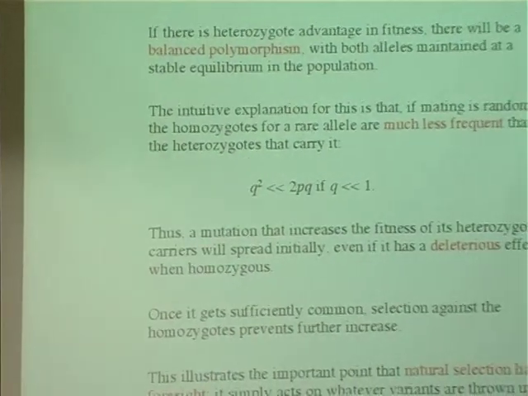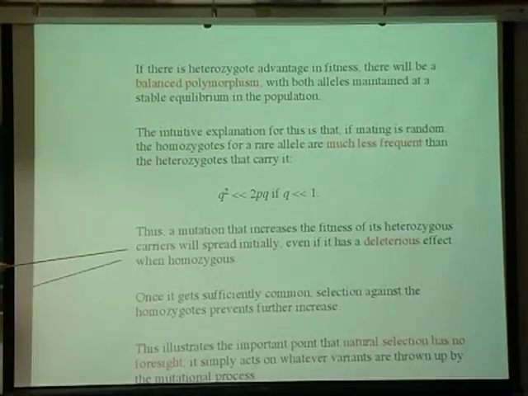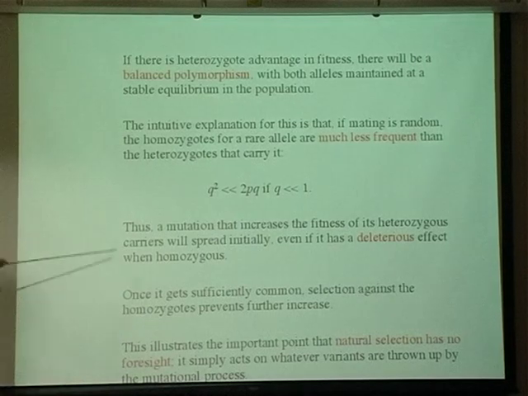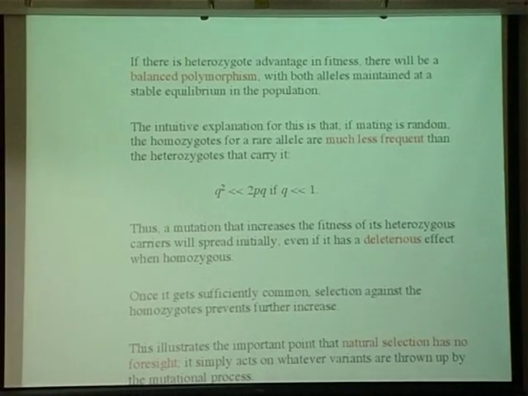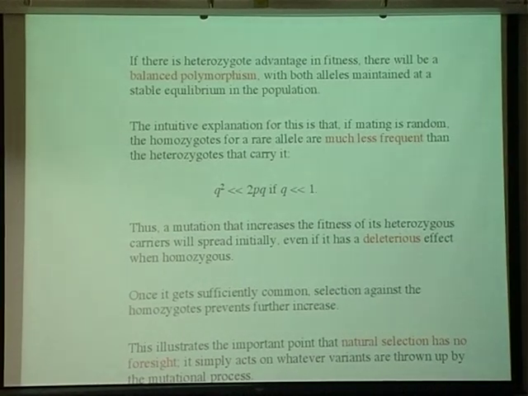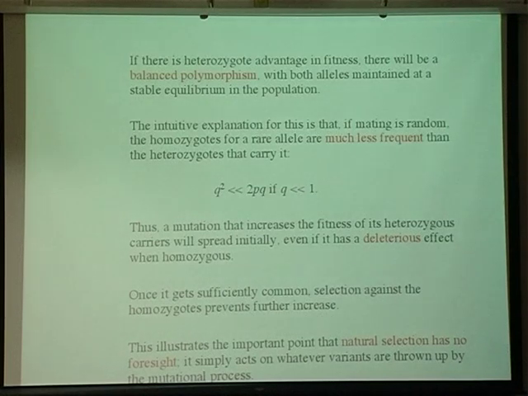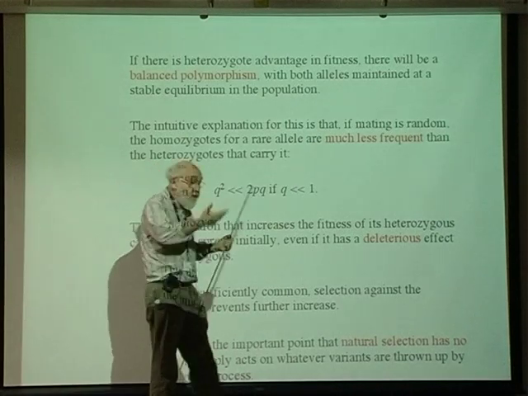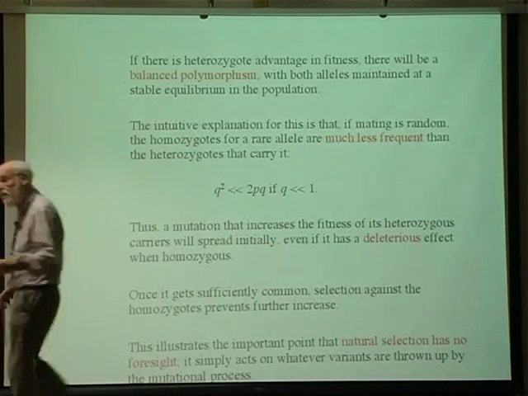So the implication is that a mutation that increases the fitness of its heterozygous carriers will spread, even if it has a bad effect when homozygous. Once it gets sufficiently common, selection against the homozygous will prevent its increase, and that's where the W1 and the W2 balance out. And that's an important point: natural selection has no foresight. It will pick something up if it's good for you when it's heterozygous, even if it's really bad for you when it's homozygous.